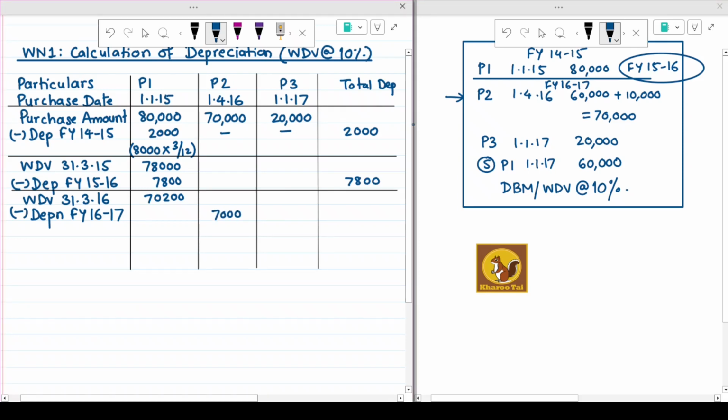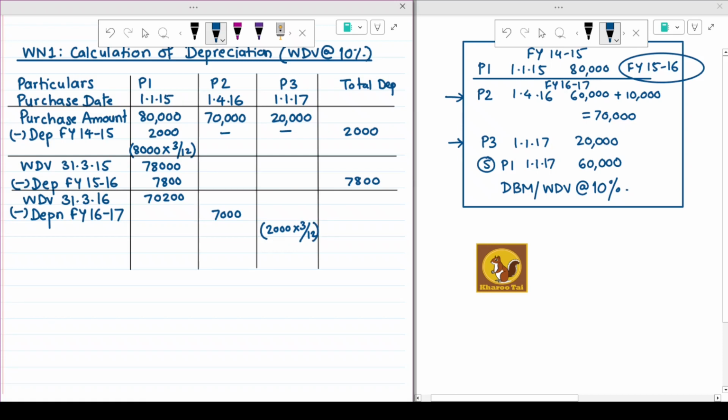Then third plant, we have purchased it on 1st January 2017. Now this is in between the year. We had this asset with us from January. So Jan, Feb, March. We have used it for only 3 months. So the working will be for 3 months. 20,000 into 10% is 2,000 into 3 divided by 12. Correct? This is plant 3.